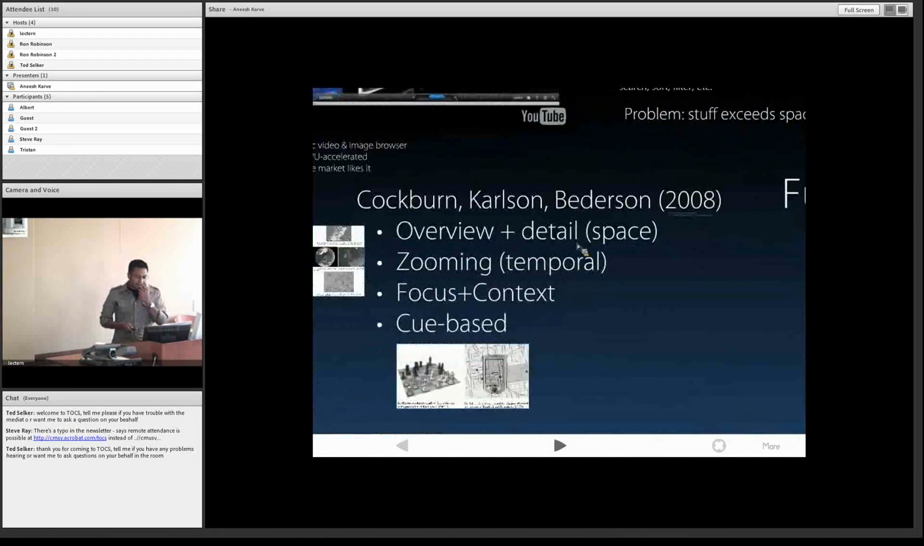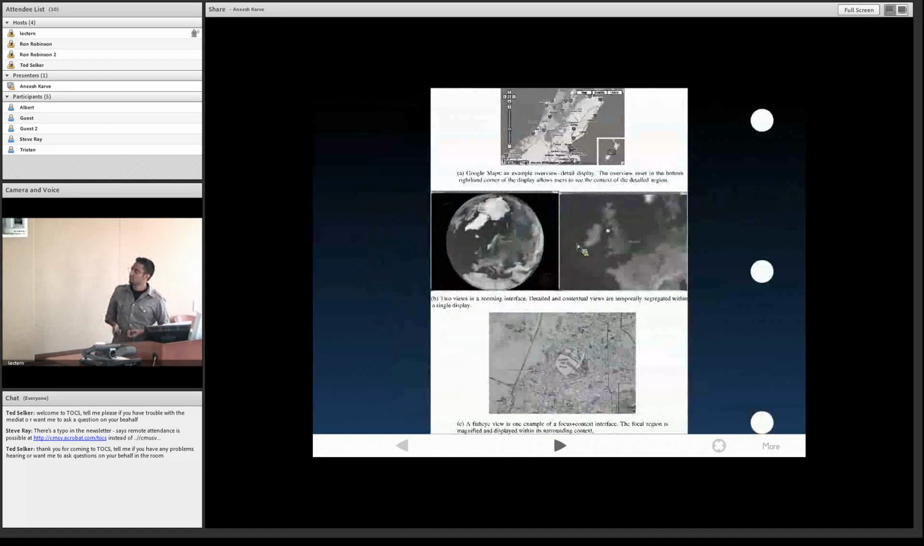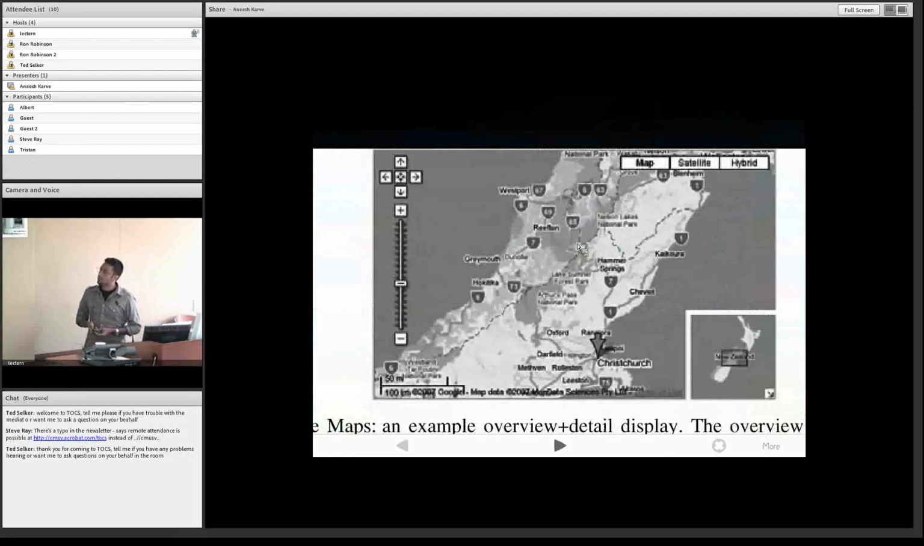So back in 2008, Cockburn et al. did a survey paper which looked at four very broad categories of techniques for solving this problem of having more stuff than you can display, given the viewport and resolution of your device. And they broke it down into four areas: overview plus detail, zooming, focus plus context, and finally cue-based techniques. I want to briefly look at and give you examples of each one of these, and also explain the subtle differences between them. So the first idea here, this is an example of the overview plus detail pattern.